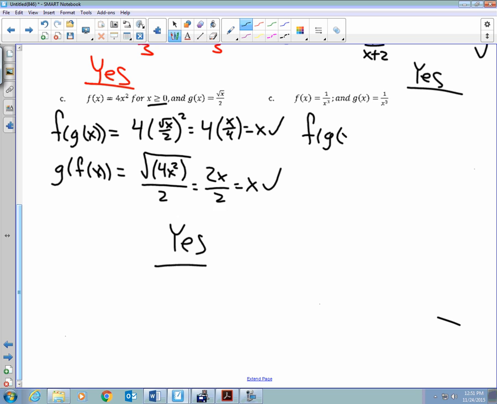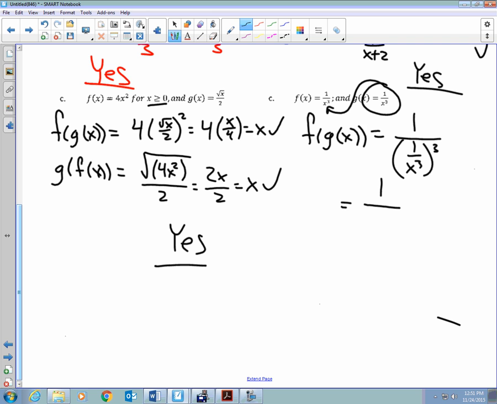F of g of x. Get 1 over x cubed, cubed. So let's do our powers first. What's x to the third cubed? And what is 1 over x to the ninth? And I did not get x. So therefore, no, they are not inverses of each other.